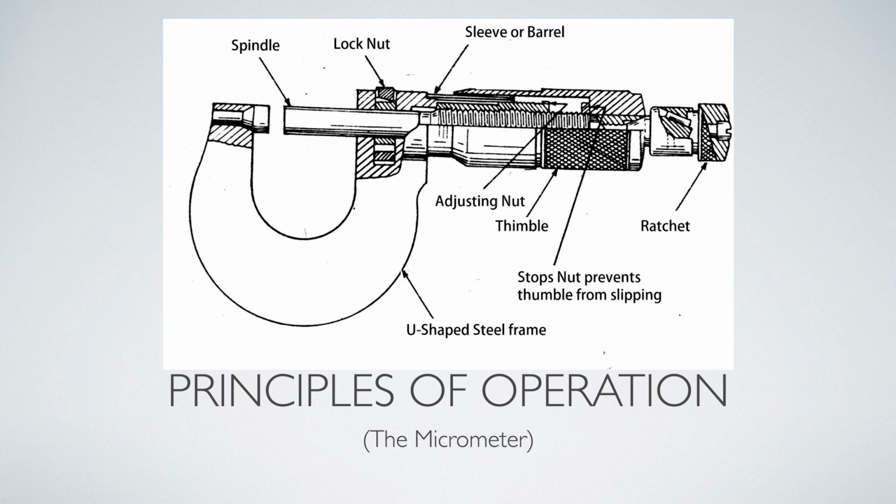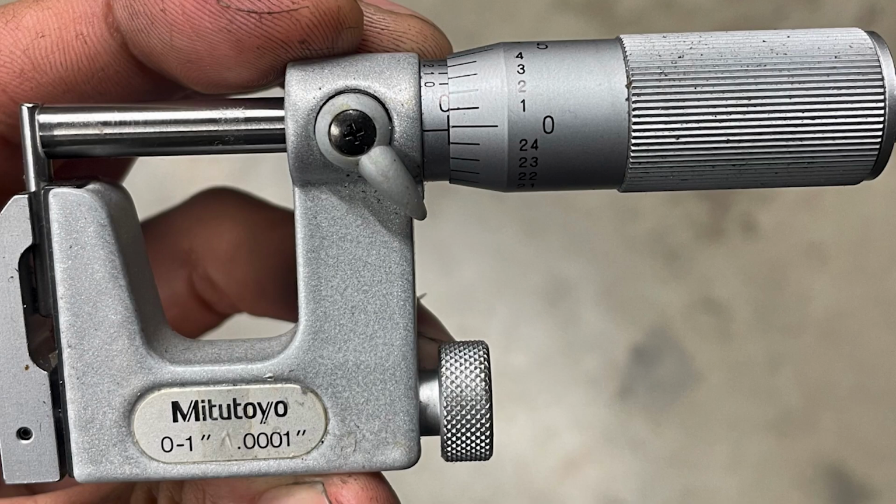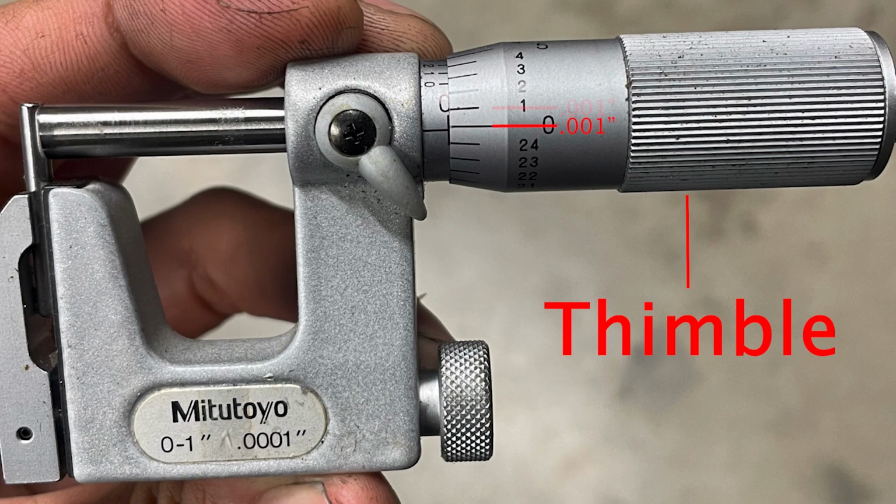Now, to understand how our device is operated, it's important to understand how a micrometer works. So I'm going to take a few moments to explain how to read one. There are two primary parts of a micrometer that are very important, the thimble and the sleeve. Here's a micrometer from my shop. As you can see on the thimble, we have 25 individual hash marks. Each of these hash marks represents 1/1000th of an inch.